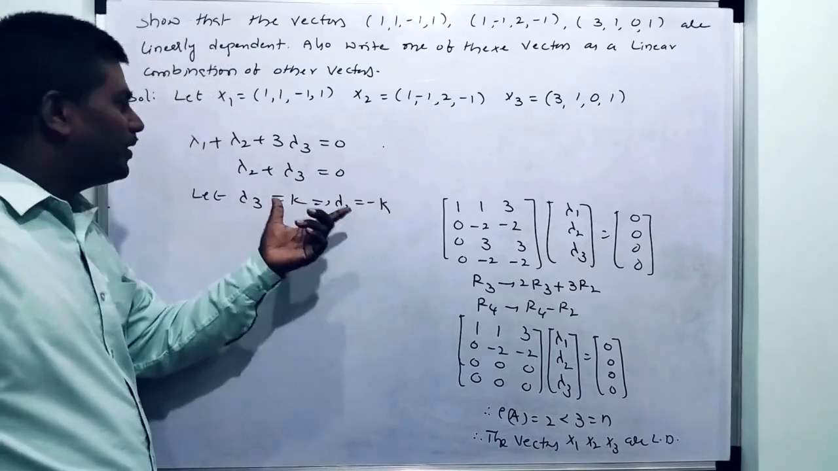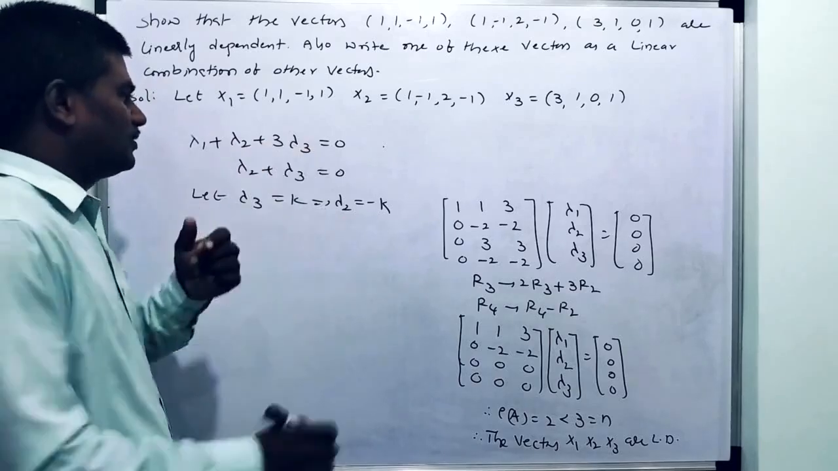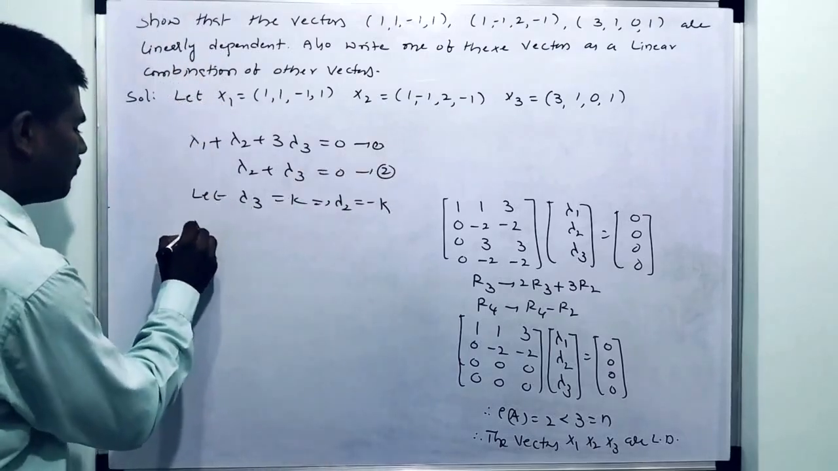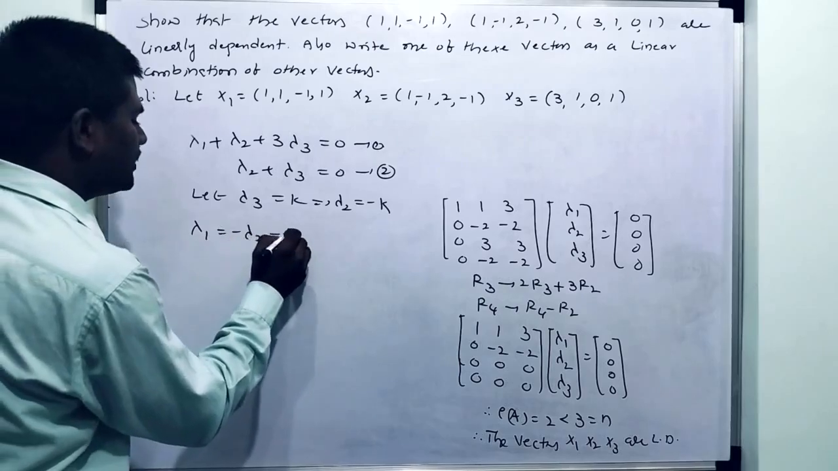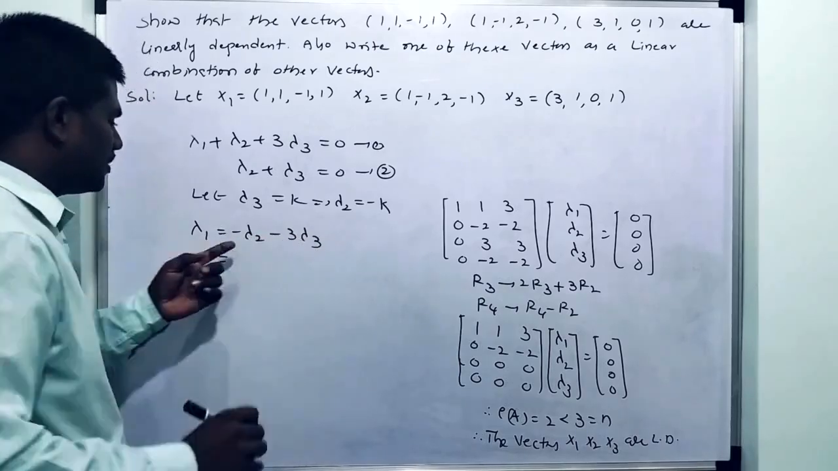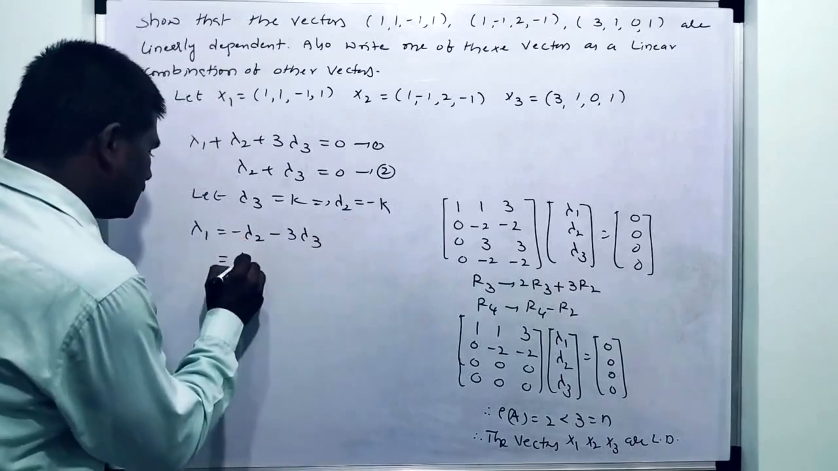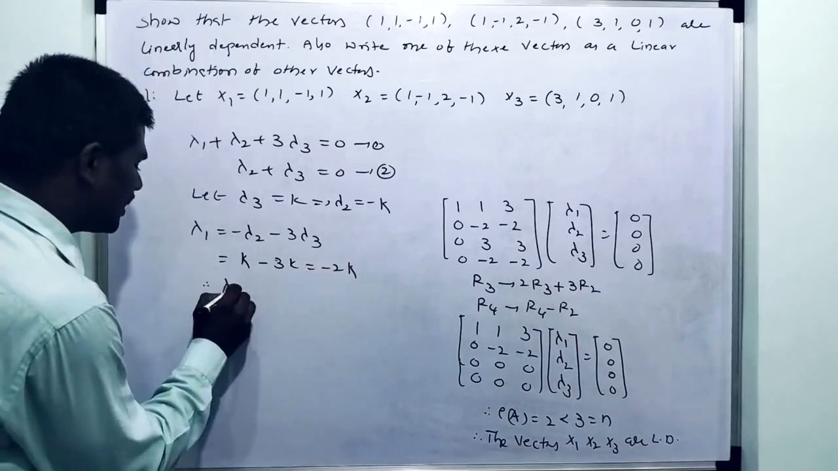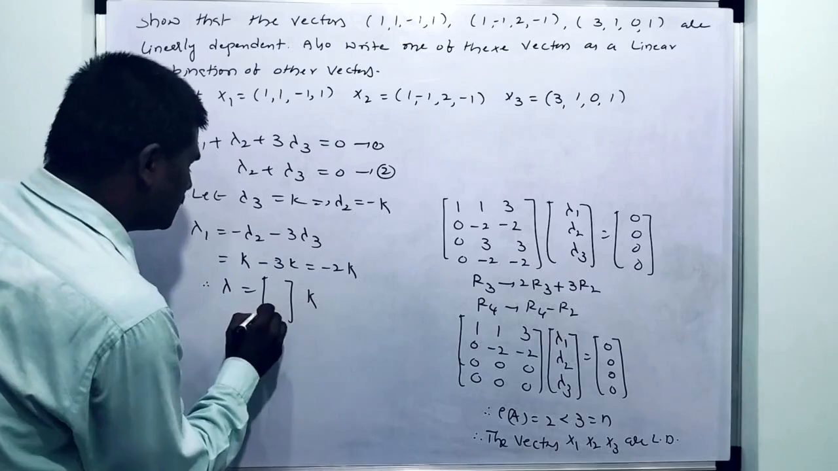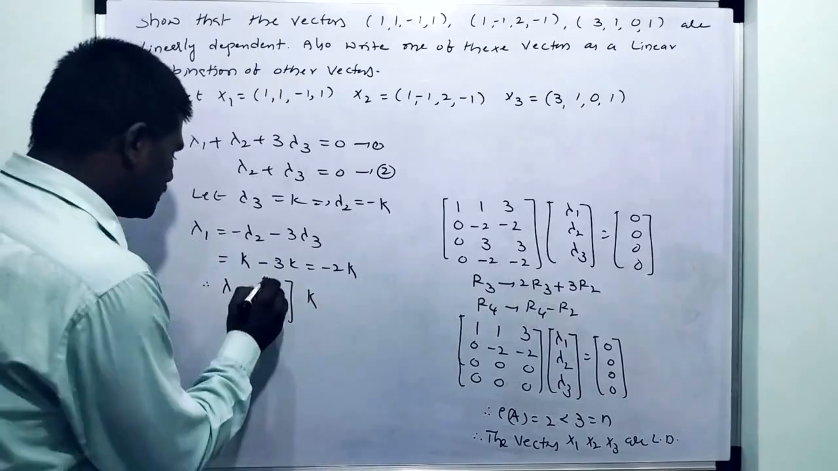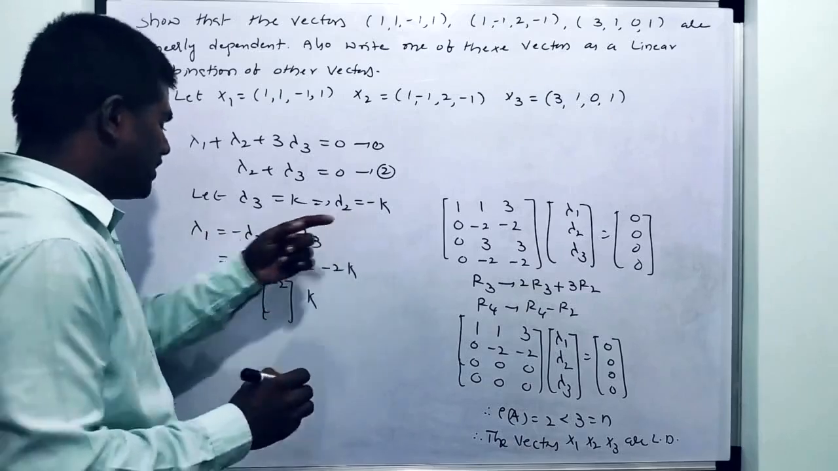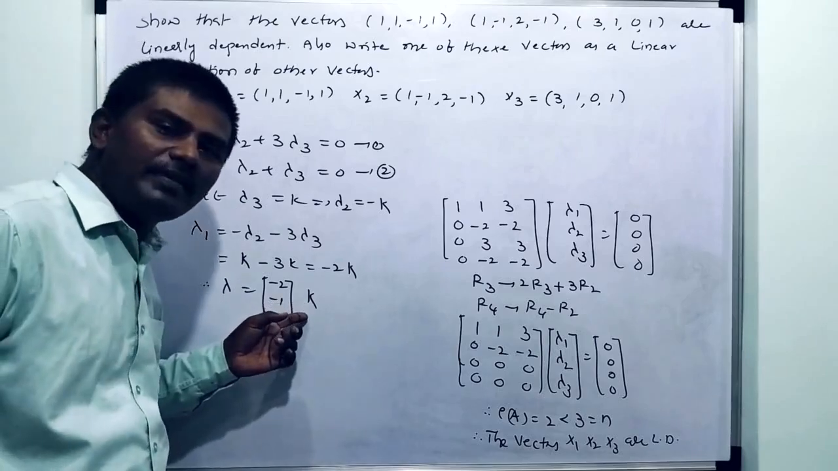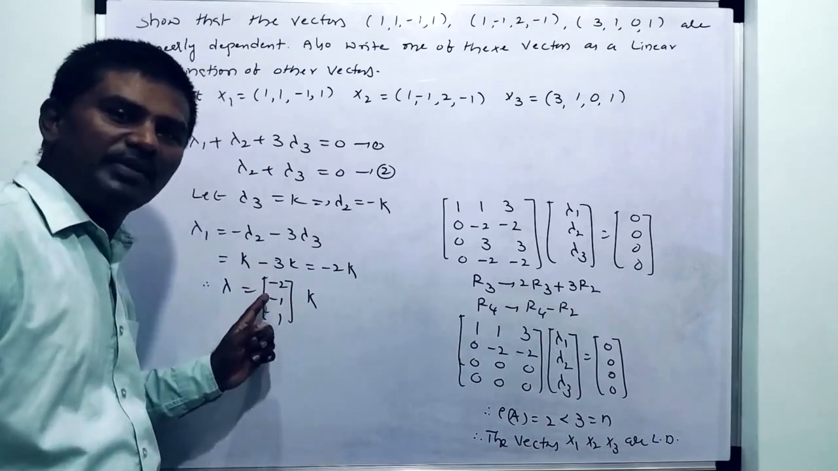Let us substitute these two values in equation 1. So let us say this is equation 1 and this is 2. Then λ1 is equal to minus λ2 minus 3λ3. Upon substitution of λ2 as minus k, this becomes k minus 3k, which is minus 2k. Therefore, λ becomes something into k. That is λ1 is minus 2k, λ2 is minus k, and λ3 is k. So, if you take k value as 1, these are the values of λ1, λ2, λ3.